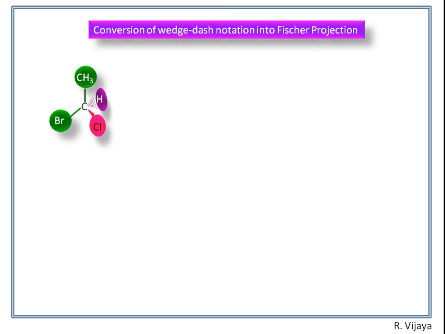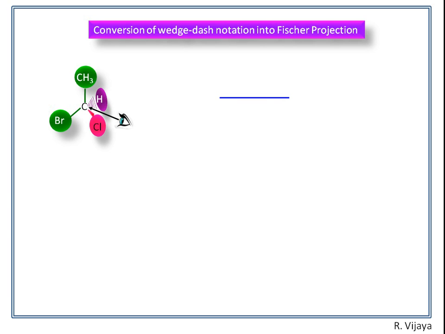Now we see how to convert the wedge dash notation into Fischer projection. The observer is looking at the chiral carbon atom. Chlorine is left side to the observer, hydrogen is right side to the observer, methyl and bromine are backward to the observer. Methyl is at the top and bromine is at the bottom.